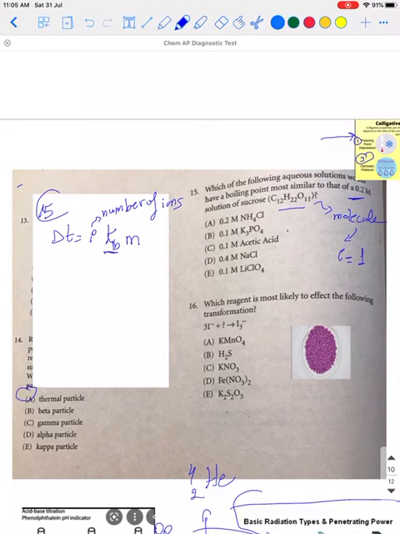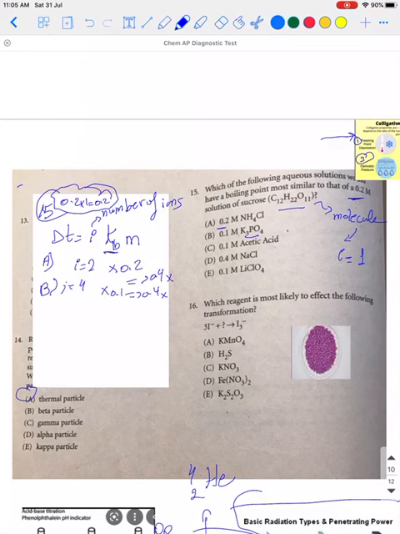So let me compare the rest. NH4Cl is ionic and its i is 2. If I multiply by 0.2 concentration, I get 0.4. The original is 0.2 times 1 for the sucrose, 0.2. So I need to look for substances that give me 0.2. So A is not an option. B, K3PO4, 3 potassium and 1 phosphate, so i is 4. i is 4 times 0.1, which is 0.4, not an option.